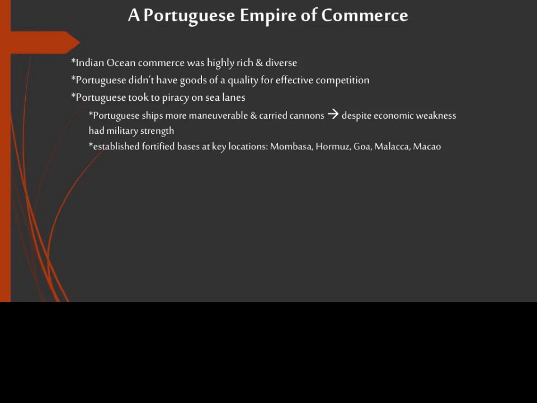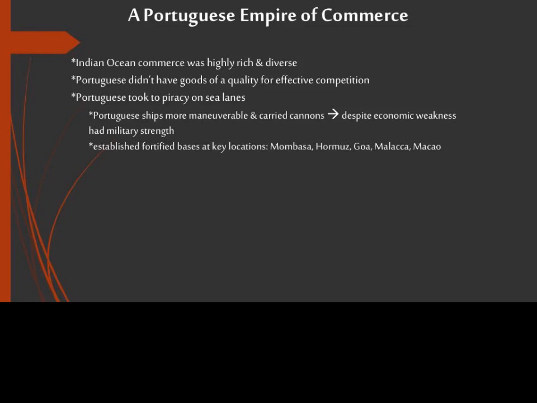Well, let's first talk about the Portuguese Empire of Commerce. The Indian Ocean commerce was highly rich and diverse. The Portuguese didn't have goods of a quality for effective competition, so they took to piracy on the sea lanes. The Portuguese ships were more maneuverable. They also carried weapons.